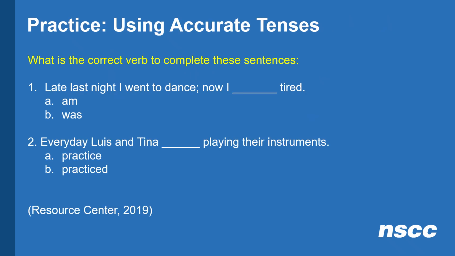Let's practice using accurate tenses. What is the correct verb to complete these sentences? 1. Late last night I went to dance. Now I... tired. A, am, or B, was. 2. Every day Luis and Tina... playing their instruments. A, practice, or B, practiced.